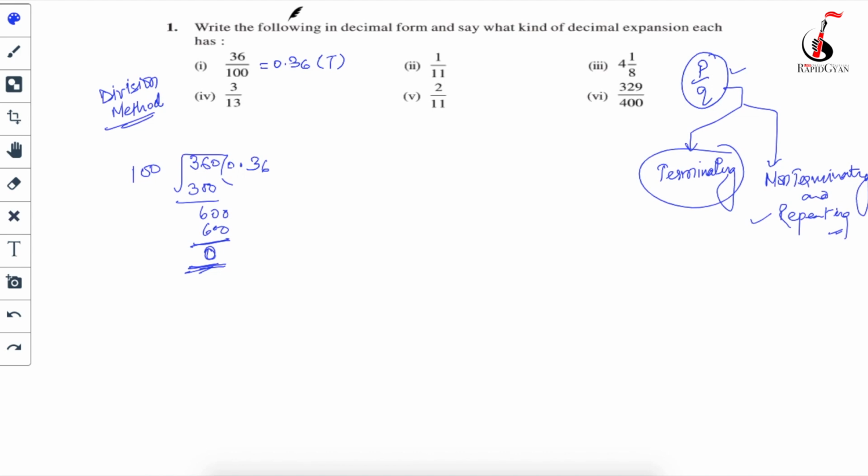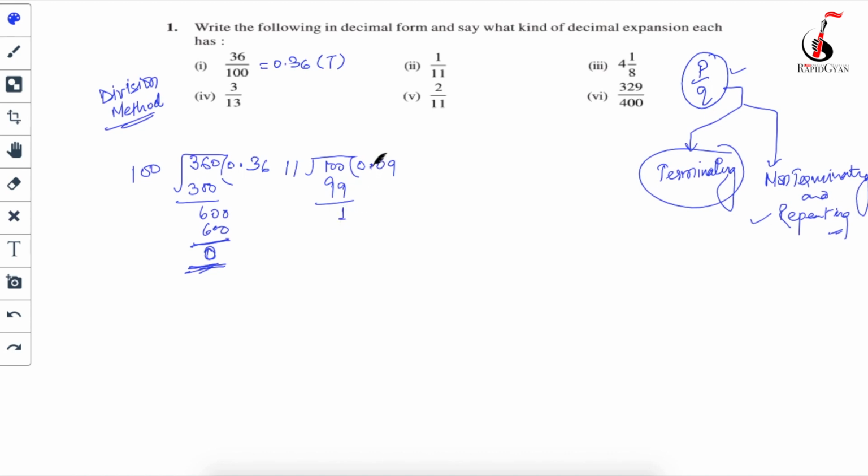The next question is 1 by 11. I will just write it over here. I will divide 1 by 11. I will put one decimal over here, and it will come 0. Then again I can see that 10 is not divisible by 11, so I will add one 0 here and one 0 here. It will go 9 times, correct? If it goes 9 times, I will get 99, and again I will get 1.